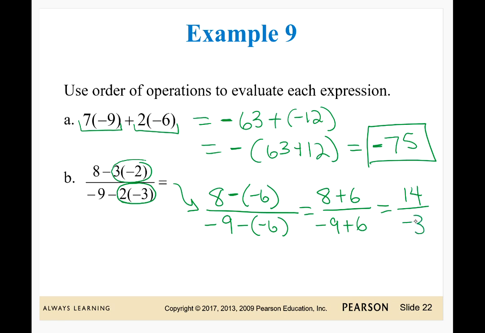So I now have a division problem. I have a positive divided by a negative. Notice, different signs means my answer is going to be negative, and then I'm going to divide their absolute values. And in this case, 14 thirds cannot be divided, so we're just going to leave it just like that, negative 14 thirds.